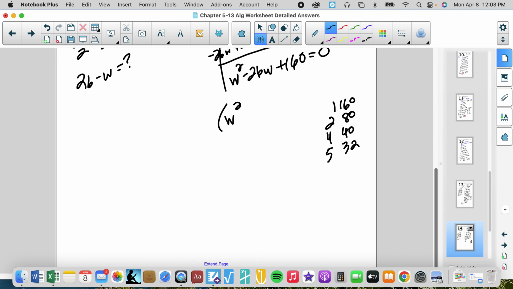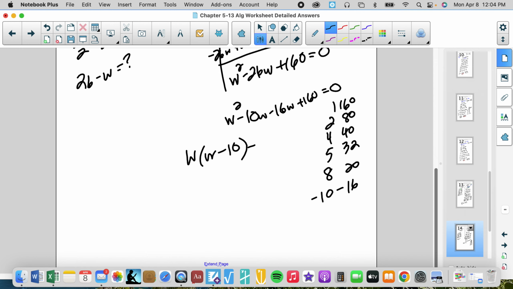6, no. 7, no. 8, yes. 8 and 20. No. 9, no. 10. 10 and 16. Oh, 10 and 16. Signs are the same. Both are negative. So we get minus 10W minus 16W plus 160. We don't need parentheses yet. Equals 0. We have W minus 10, minus 16, W minus 10 equals 0.